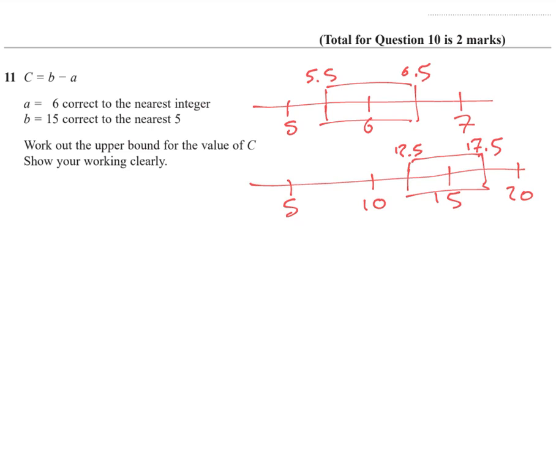Okay, and we want the upper bound for C, and C is B minus A. So we want the biggest C can be. So to make C big, B must be big. So B is the second one, so that's 17.5. But we're taking away A, so A must be the smallest it can be. So that's 5.5. So 17.5 minus 5.5 is just 12.